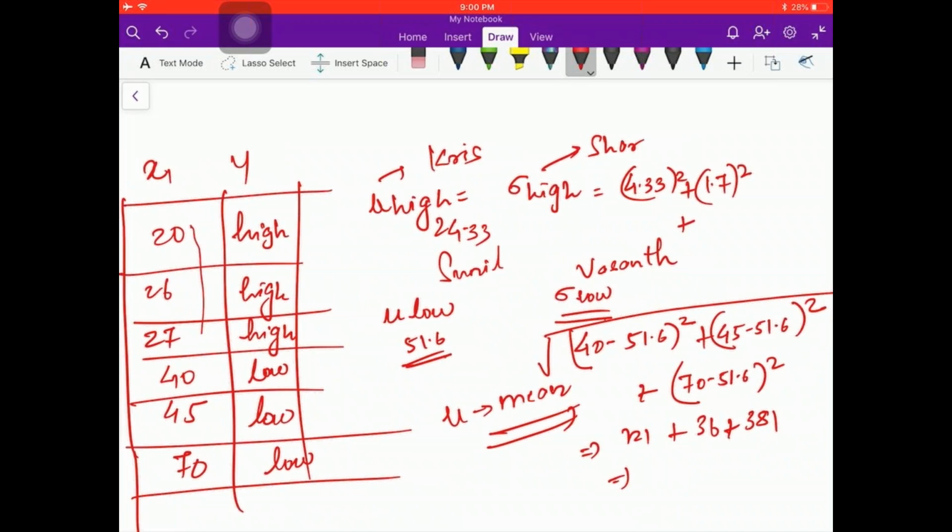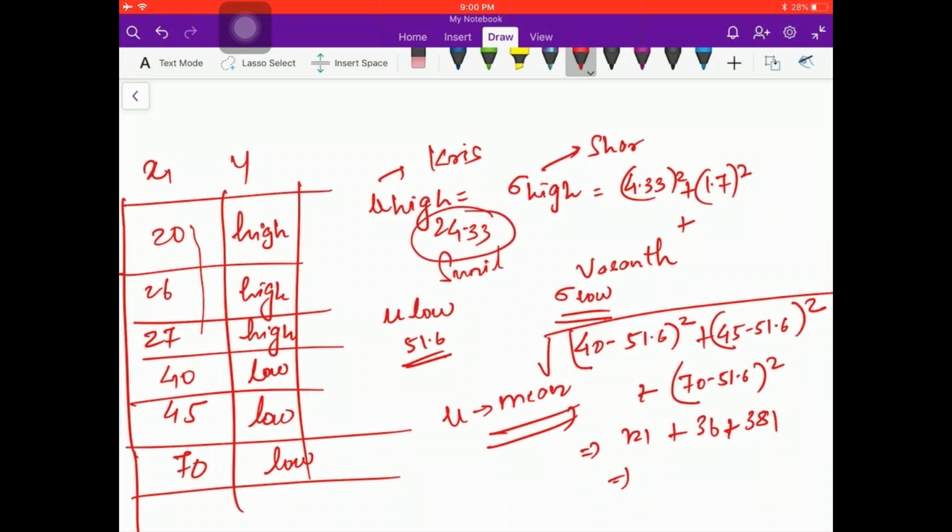See, I'm making you do hands-on so that it's clear for everyone. I think it should be more than 3.7. How did you calculate? Four point three.